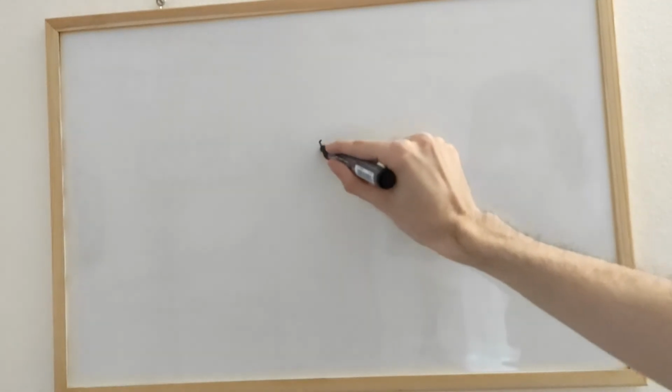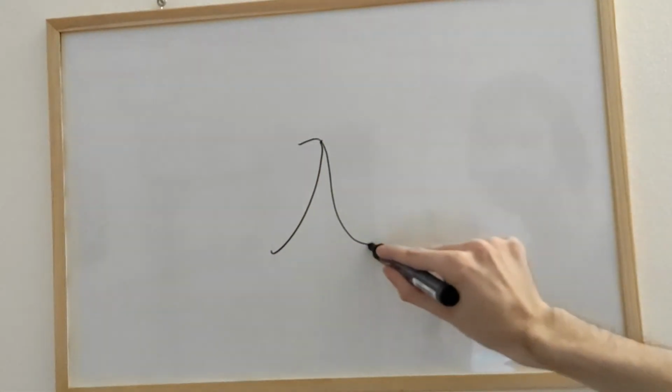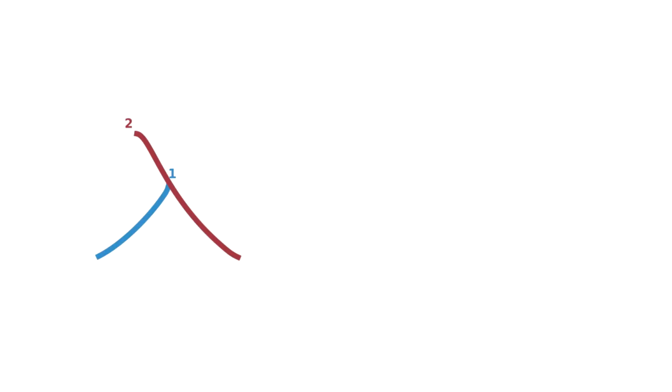Next kanji character is for entering. The kanji looks like the one for the person, but it's slightly different. Try to remember this kanji as the entrance of a tent.